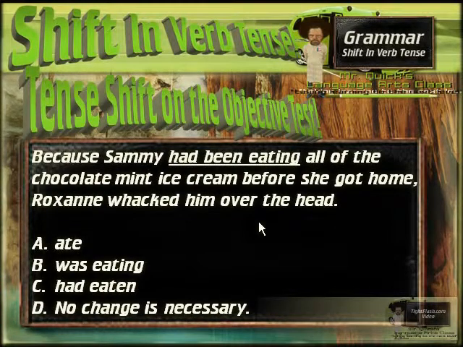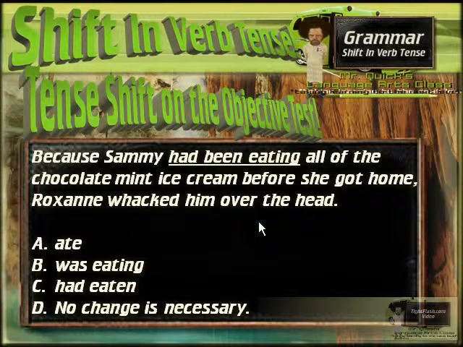Okay, now let's look at this one. Of course, this is another form of a type of question on an objective test that some may come in contact with one day or not. Here we have an underlined part of a sentence where we're going to try to improve that underlined part or determine that it doesn't need improving. Because Sammy had been eating all of the chocolate mint ice cream before she got home, Roxanne whacked him over the head.